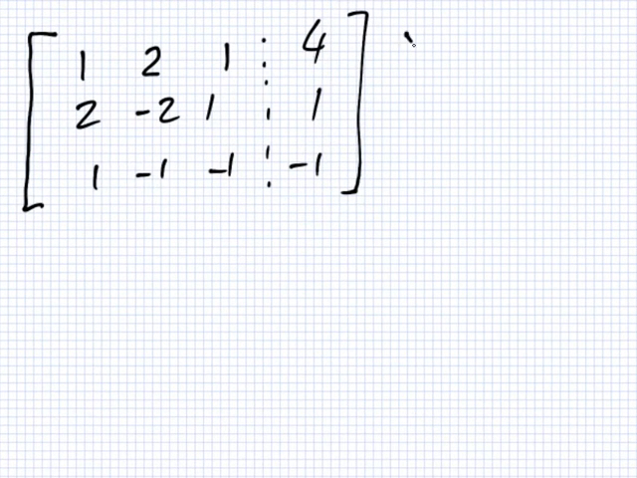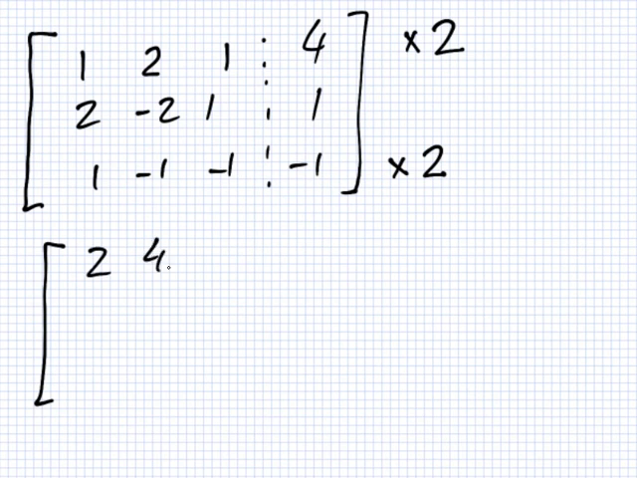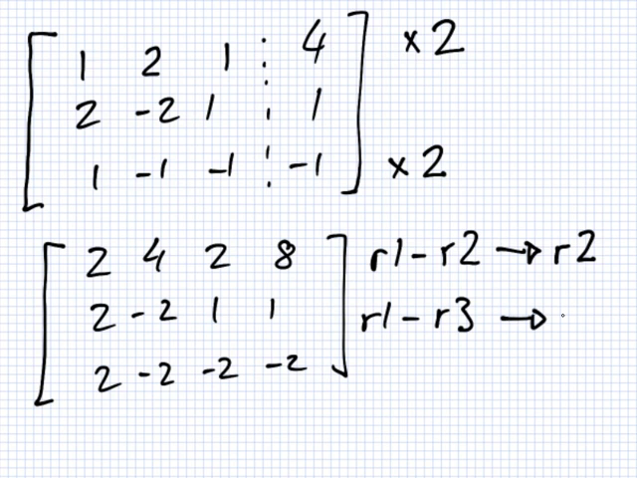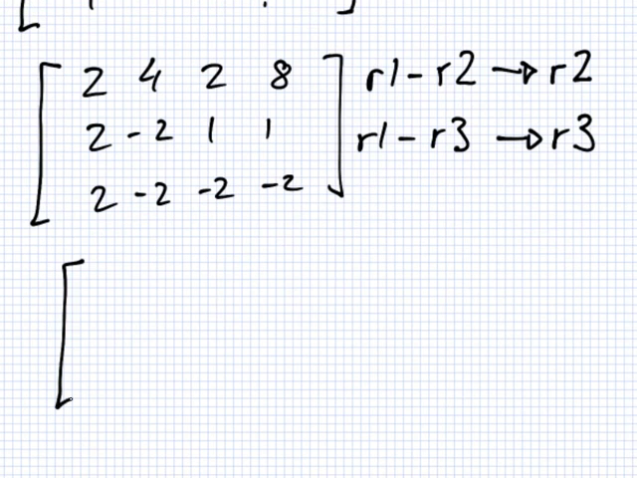I will multiply this by 2 and multiply this by 2. So now I have 2, 4, 2, 8. And the same. 2, minus 2, minus 2, minus 2. Okay. Now, I'll do row 1 minus row 2, and I'll put the answer on 2. And I'll do row 1 minus row 3, and put the answer on 3. Okay. So which row stays the same? Only row 1 stays the same here.